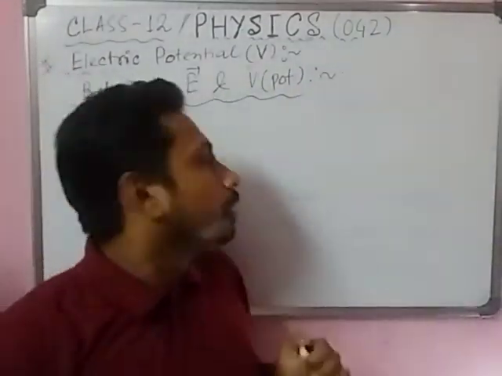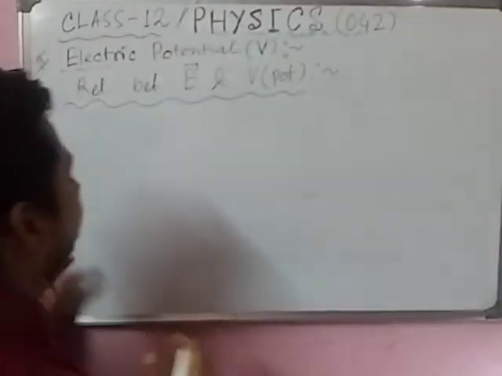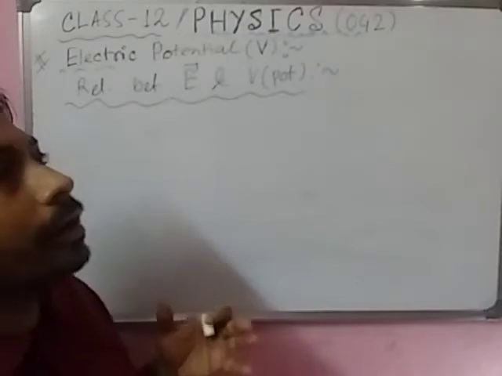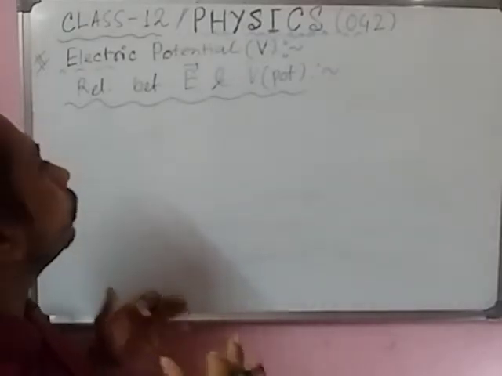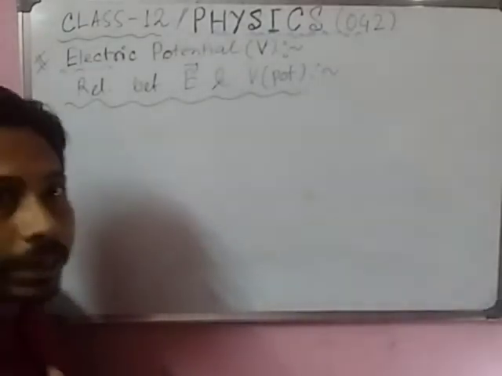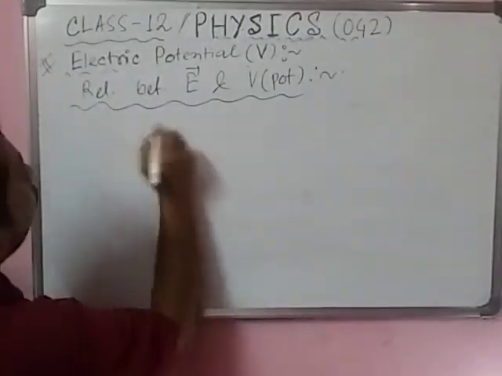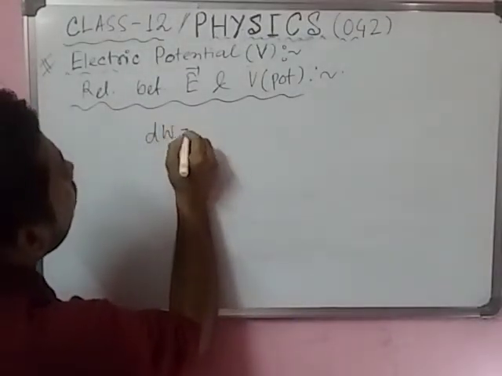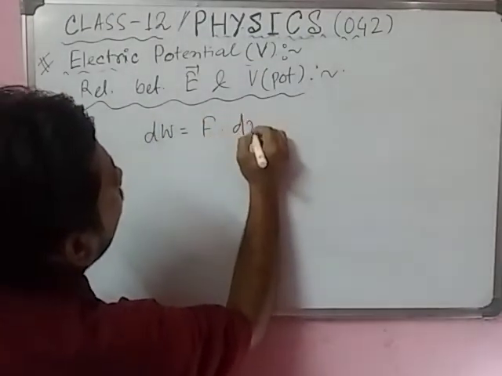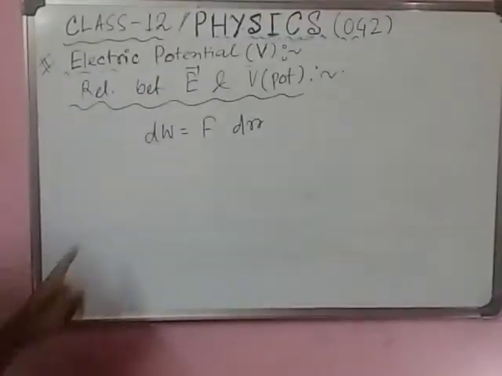For that, we again have to start. From which part can we start, student? Work done. Okay, work done. So you know, work done dW means what? F dot dr, right? You know that thing. dW equal to F dot dr.